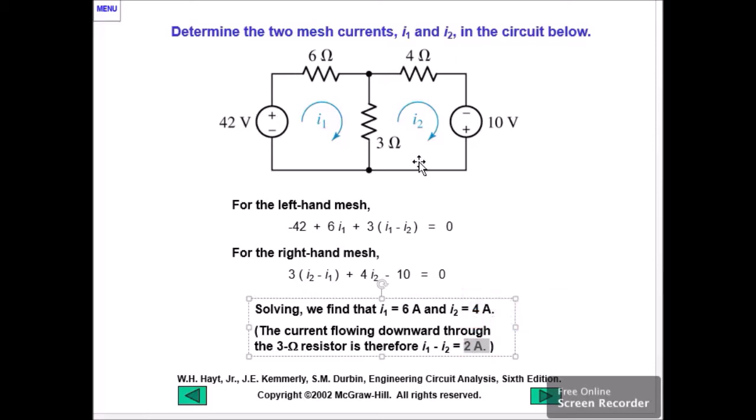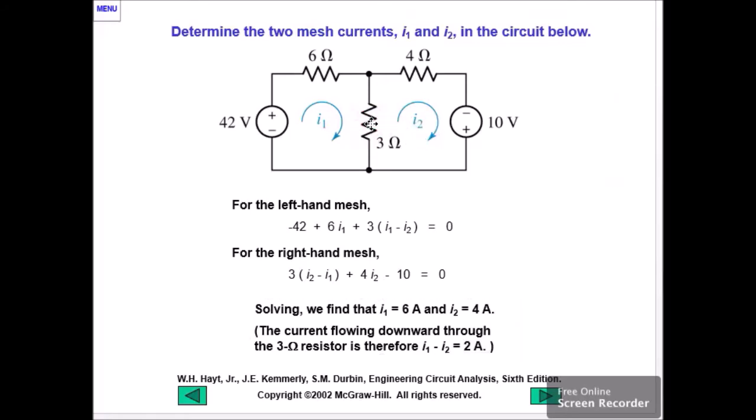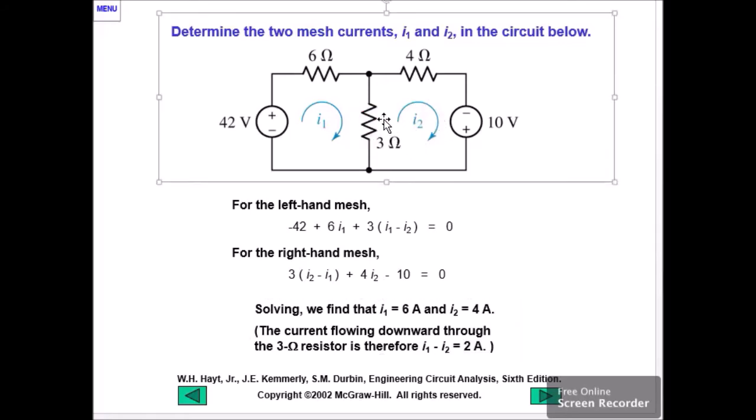Okay? So, kung sino yung mas malaki, siya yung masusunod na positive. So, say for example, mas malaki yung nakuha nating I2. So, yung tunay na current ng ating 3 ohms would be I2 minus I1. Okay? Okay.